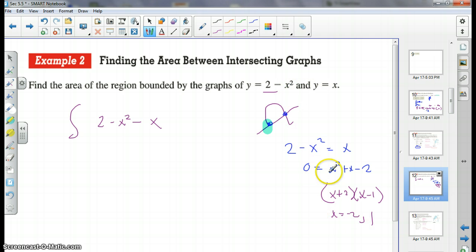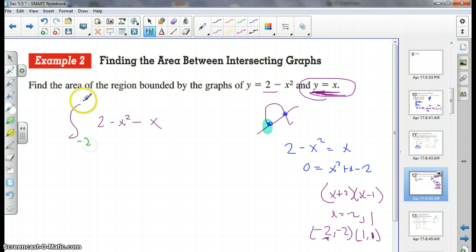If you let x be -2, well, the y value equals the x value. You could plug it into this one as well, but it looks easiest to plug it into here. So it looks like maybe the points of intersection are (-2, -2) and possibly (1, 1). So I'm going to be integrating from low to high, -2 up to 1. So I'll write that over here. I'm going to integrate from -2 up to 1.